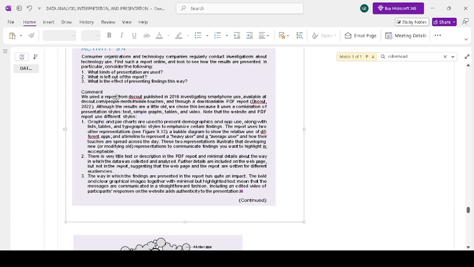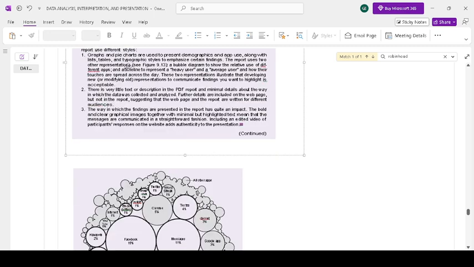It is available at dscout.com/people nerds/mobile touches and through a downloadable PDF report. Although the results are a little old, we chose this because it uses a combination of presentation styles: text, simple graphs, tables, and video. Note that the website and PDF report use different styles. First, graphs and pie charts are used to present demographics and app use, along with lists, tables, and typographic styles to emphasize certain findings.